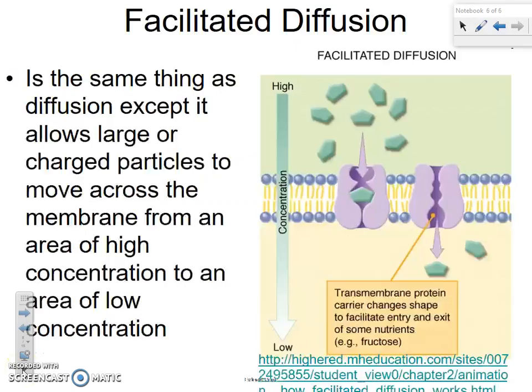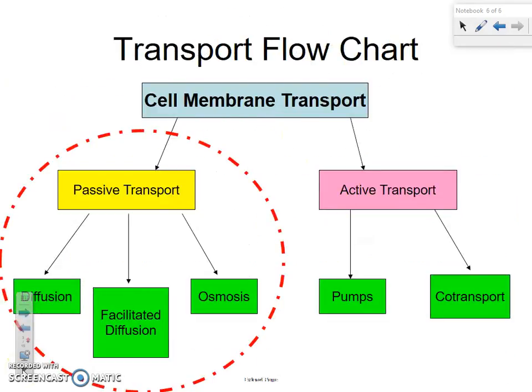So the last type of transport that we need to talk about is osmosis. We've talked about diffusion, which is the movement of small uncharged particles directly through the phospholipids. Then we've talked about facilitated diffusion, which is the movement of charged particles or hydrophilic particles through the membrane from high to low using proteins. And then last but not least, we have to talk about osmosis.